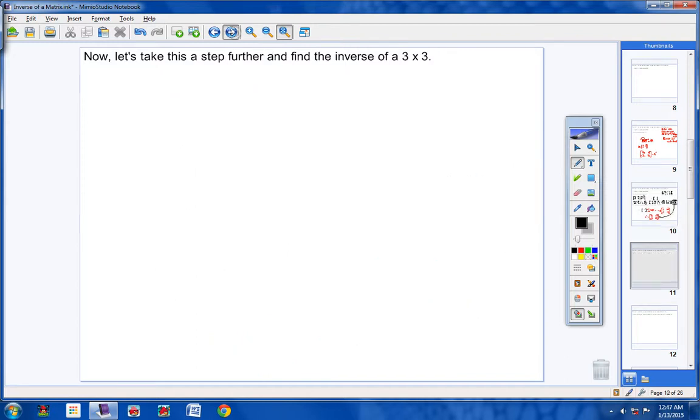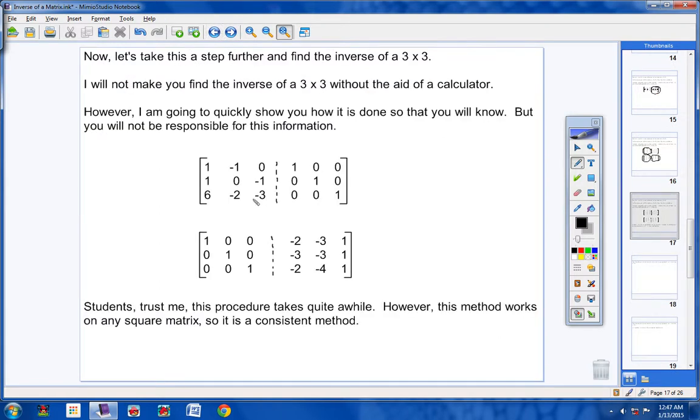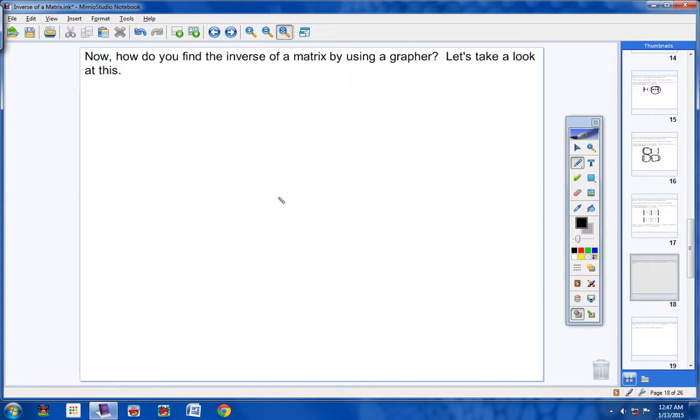So the procedure I showed you over here will work on any matrix, but of course for a 2 by 2 we have a much faster way to do it, the way I taught you earlier, okay? But students, trust me, this procedure takes quite a while, so I'm not going to make you do this on tests or quizzes. However, this method works on any square matrix, so it is a good, solid, consistent method, okay? Alright, moving on. Now, how do you find the inverse of a matrix? By using a grapher.